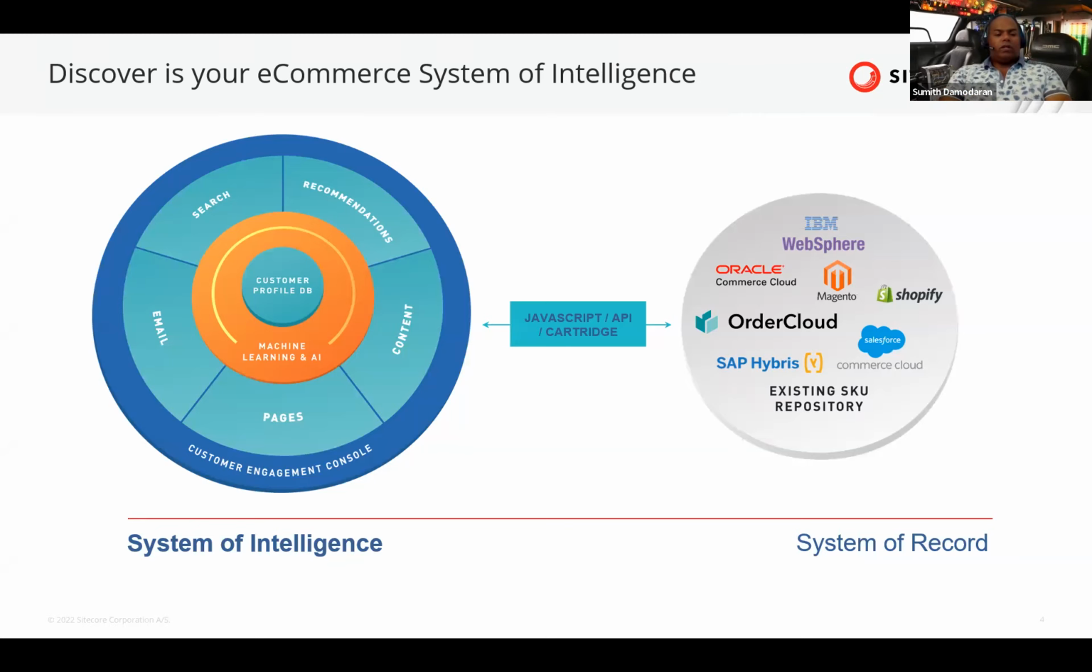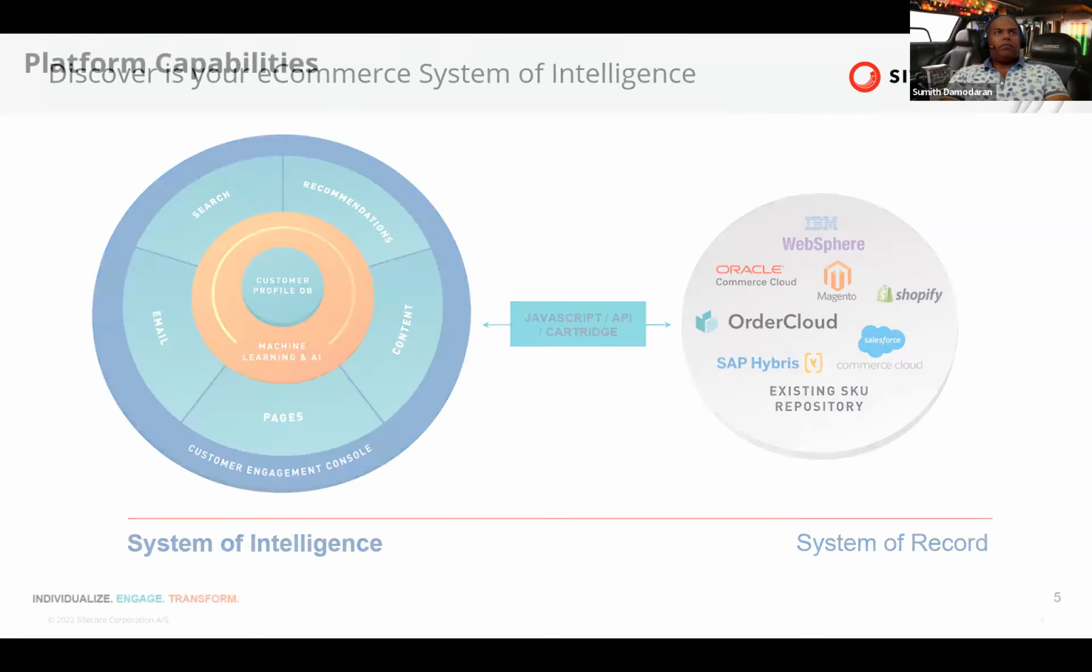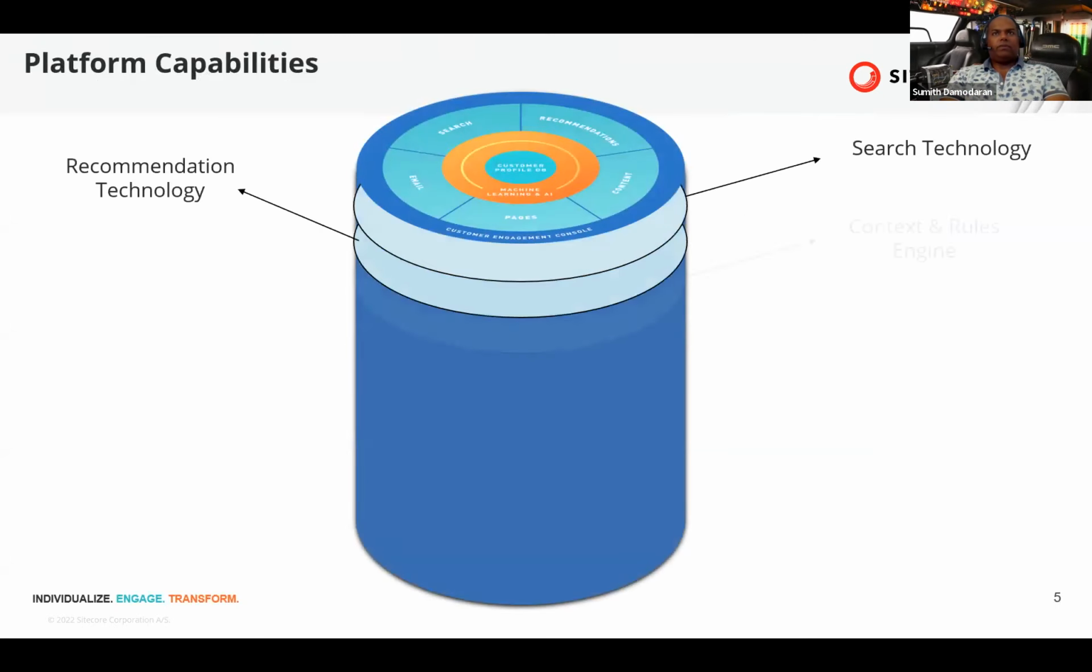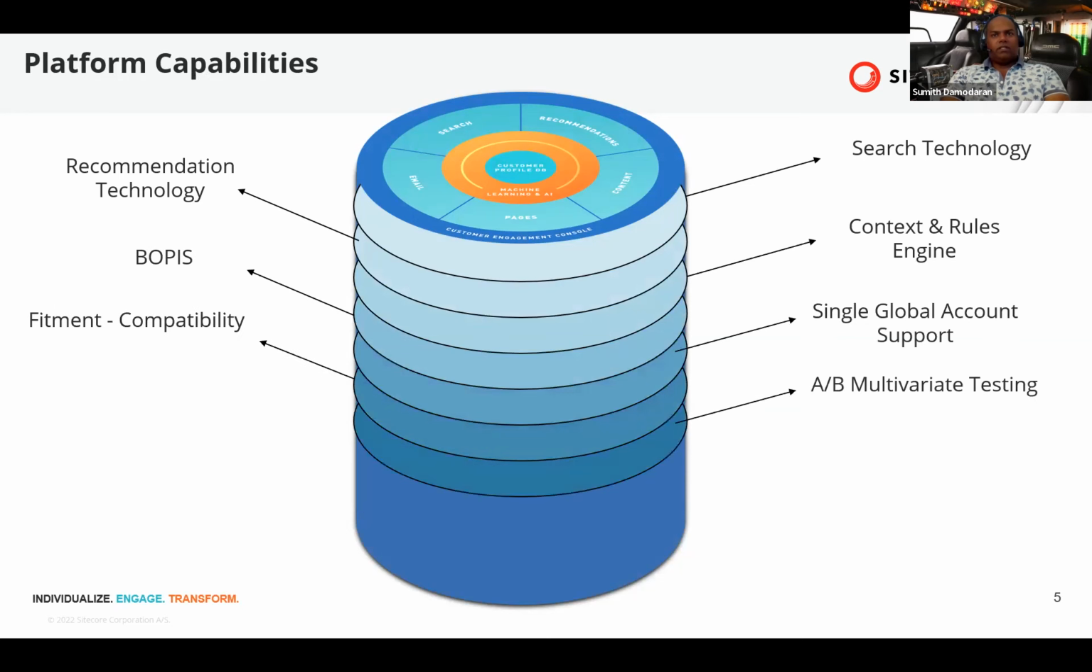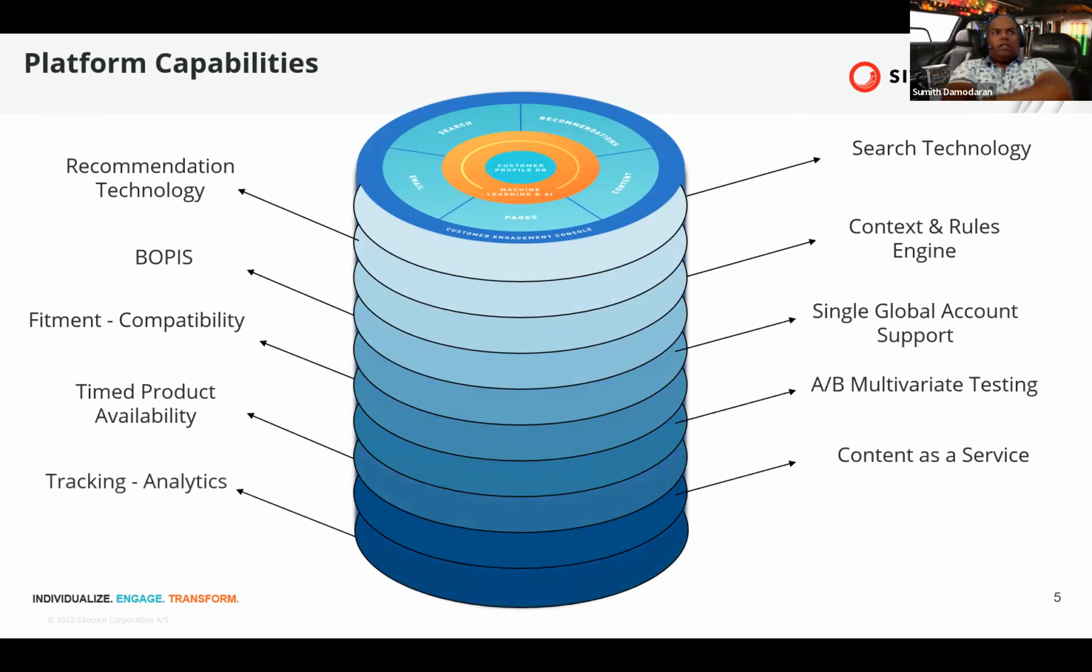We also talked about CEC, Customer Engagement Console, and the platform capabilities. So these were the different platform capabilities that we discussed last time. The recommendation and search technology is where we will go deeper this time, and how AI will help our customers identify the shopper's intent and recommend products accordingly.